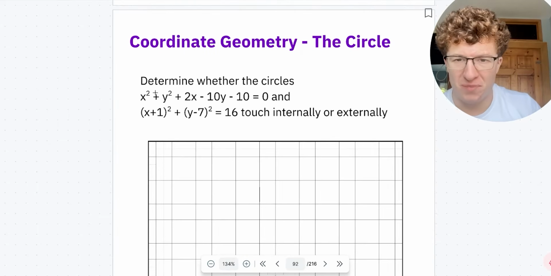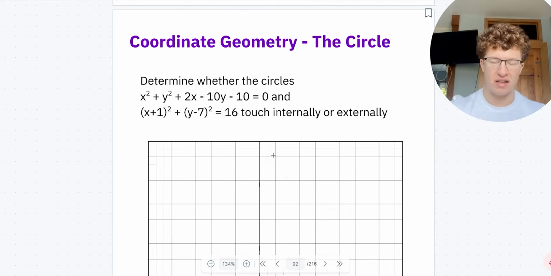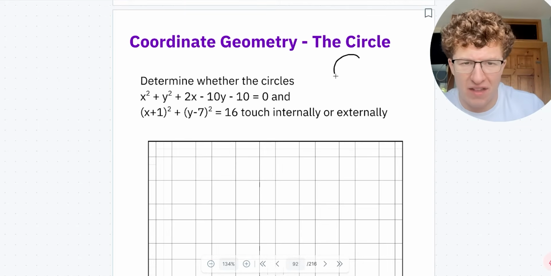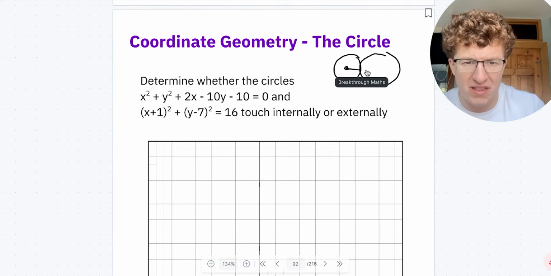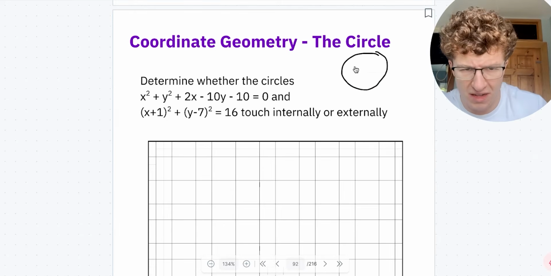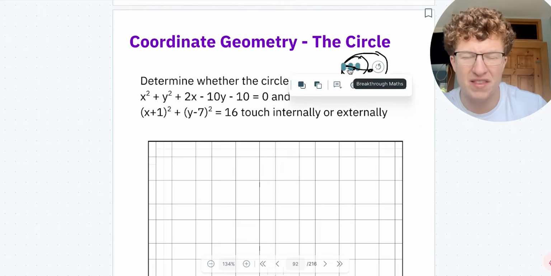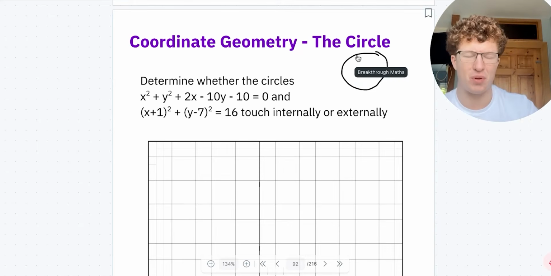Okay, this next question is saying we have to determine whether these two circles touch internally or externally. Always that's going to depend on the radius. If they touch externally, like this, that means the distance between their centers will be the sum of their radii. But if they touch internally, something like this, that means that the difference in their radii will be the distance between their centers.